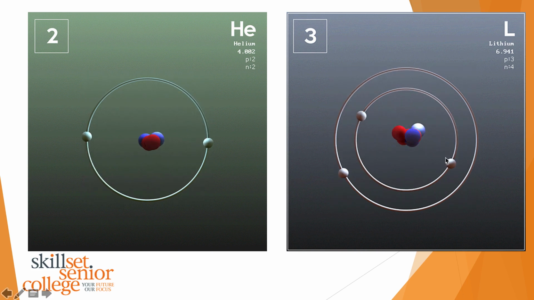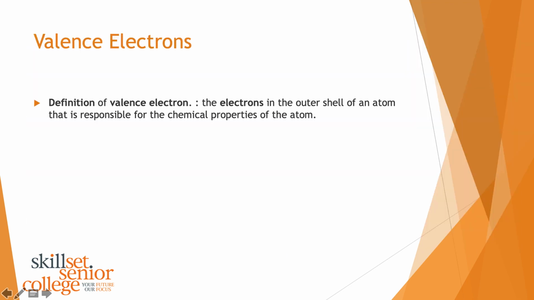So we're not too concerned about these ones. These two are fine in the inner shell because the inner shell can only hold two. What we're really interested in are these electrons on the outside of an atom, and we call them valence electrons. So valence electrons, there's a definition here. They are the electrons in the outer shell of an atom that are responsible for the chemical properties of the atom. Okay, so you may want to pause it and write that definition down. The electrons in the outer shell of an atom that are responsible for the chemical properties of an atom are valence electrons.